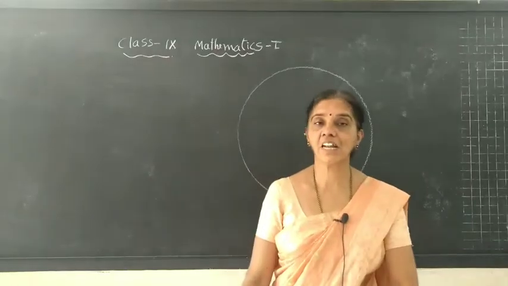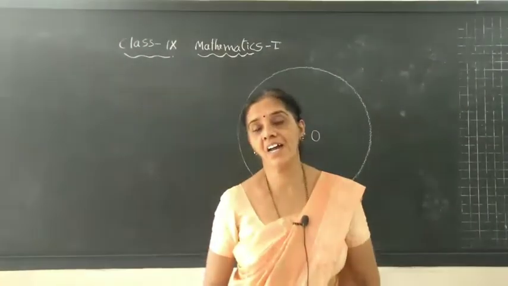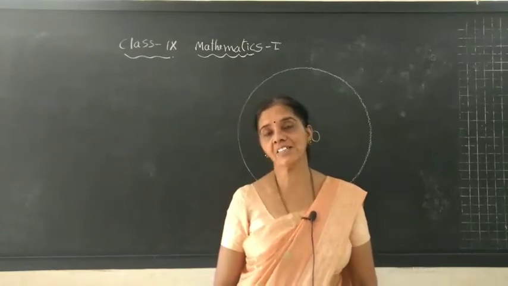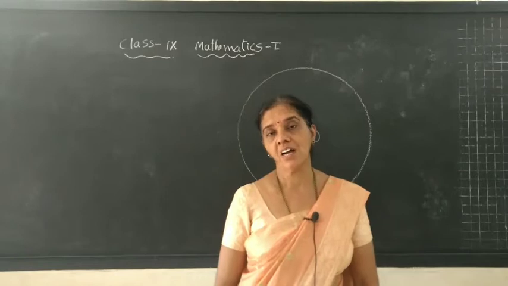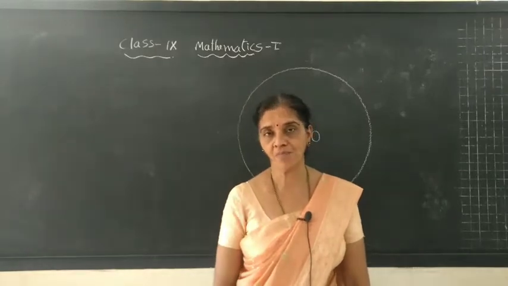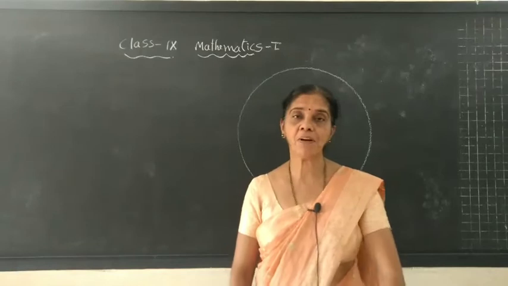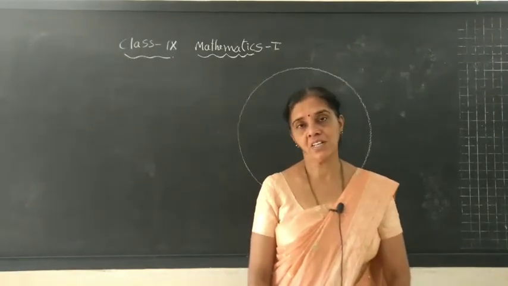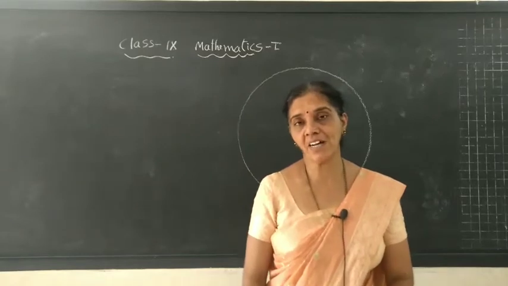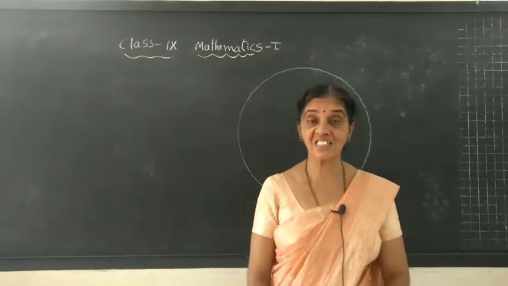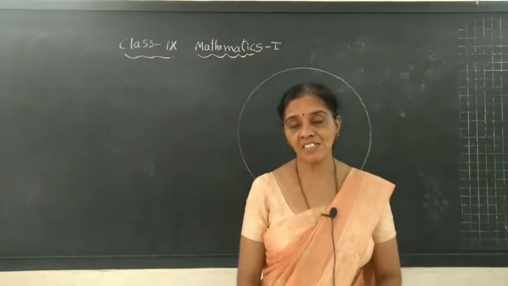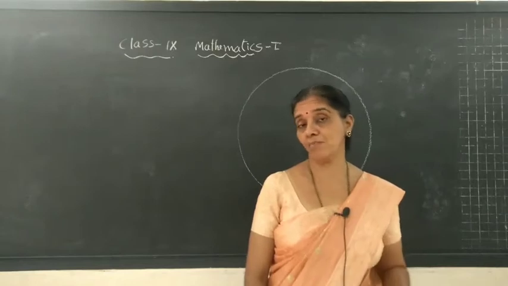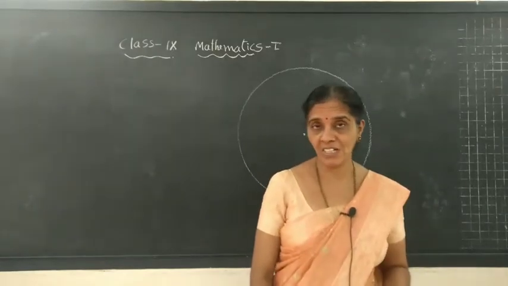Dear students, in the last class we studied the angle subtended by an arc at the center and the angle subtended by the same arc on the other part of the circle. What is their relationship? That part we have studied. So it is given in the theorem. The theorem says the angle subtended by the arc at the center is double the angle subtended by the same arc, but now the point is on the other part of the circle.